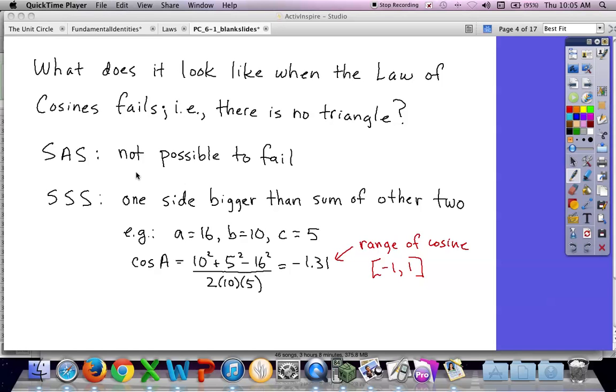Okay, so with the law of cosines, there were none of our homework problems, not even one that was a sine, where the law of cosines wouldn't have worked. It always worked. In fact, it could fail. It would never fail for a side angle side.